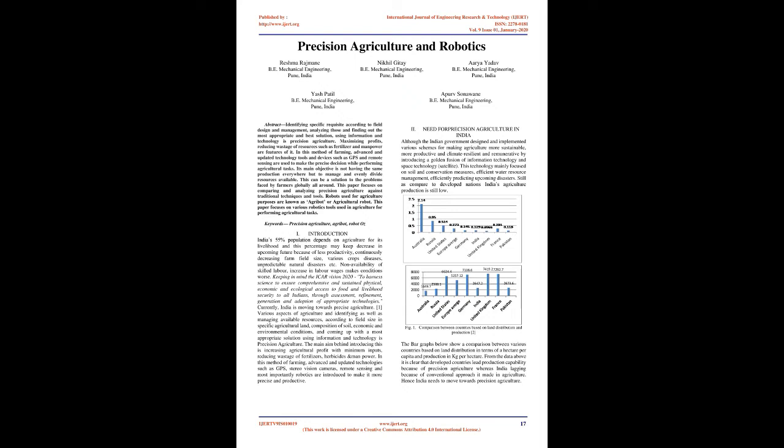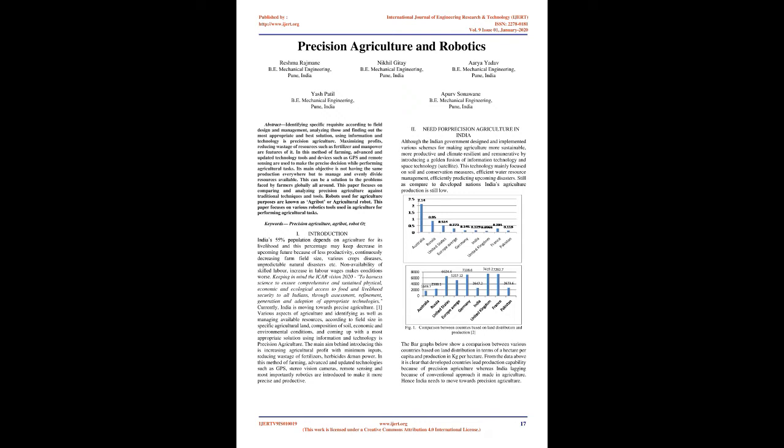Introduction. India's 55% population depends on agriculture for its livelihood, and this percentage may keep decreasing in the upcoming future because of less productivity, continuously decreasing farm field size, various crop diseases, unpredictable natural disasters, etc. Non-availability of skilled labor and increase in labor wages make conditions worse.